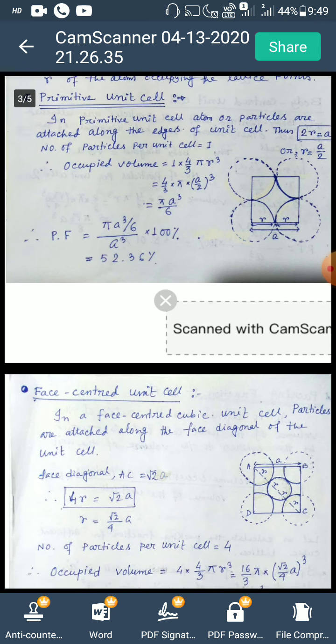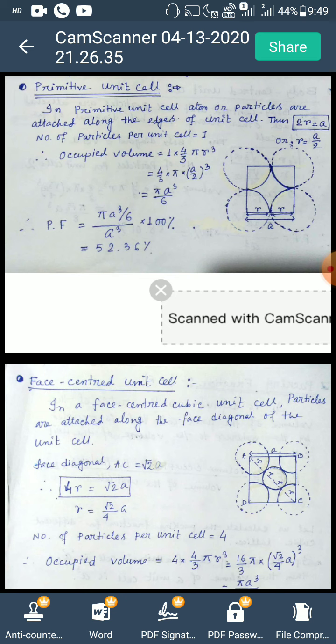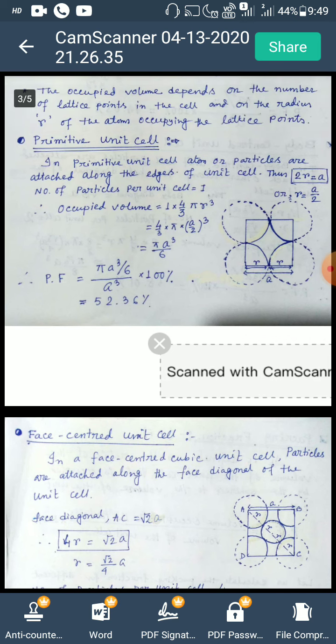So packing fraction is the volume occupied by the particles, that is pi a cube by 6, divided by the total volume of the unit cell, that is a cube, into 100. So the packing fraction is 52.36% in the primitive unit cell.